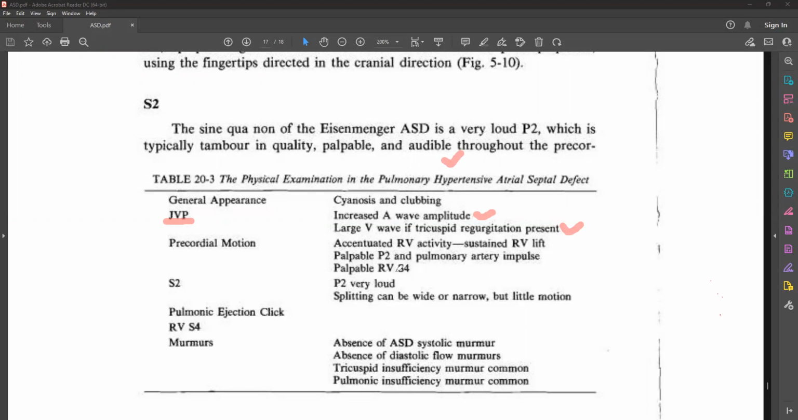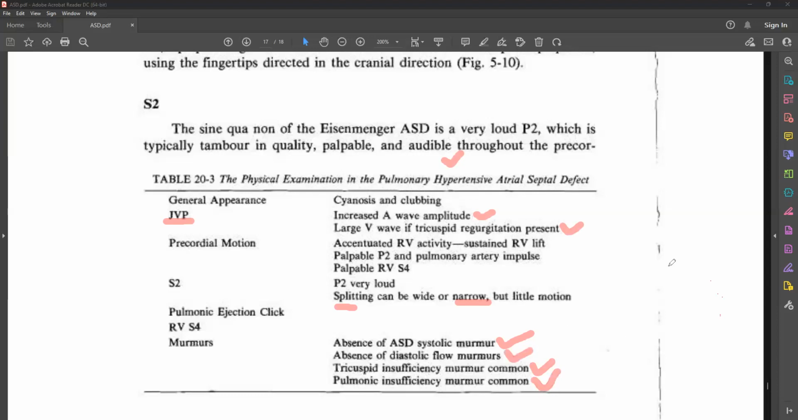Second is, you may get a palpable P2. P2 may be loud, but the point you need to really look at here is that splitting is often narrow. Often narrow. It can be wide, but most often splitting is narrow. Absence of ASD systolic murmur. They have even given an absence of ASD systolic murmur. That is the murmur across the pulmonary valve, so you can tell that the intensity will decrease. Tricuspid insufficiency murmur is common, pulmonary regurgitation murmur is common, and the diastolic murmur also goes down.